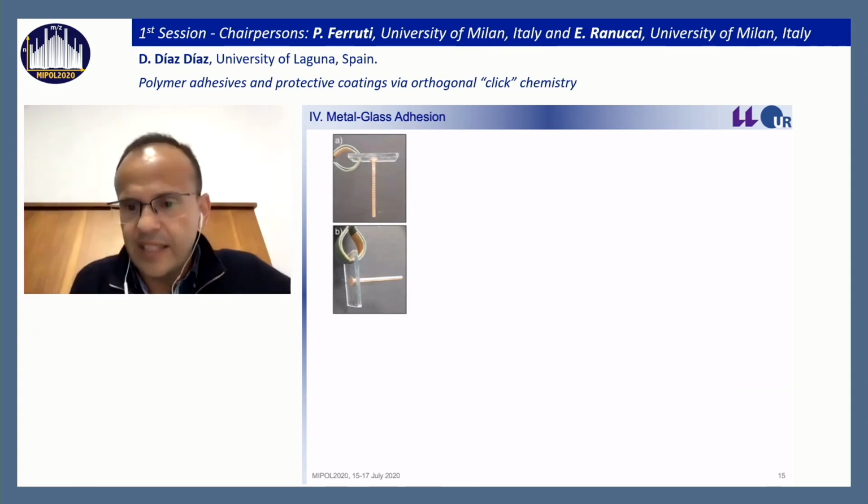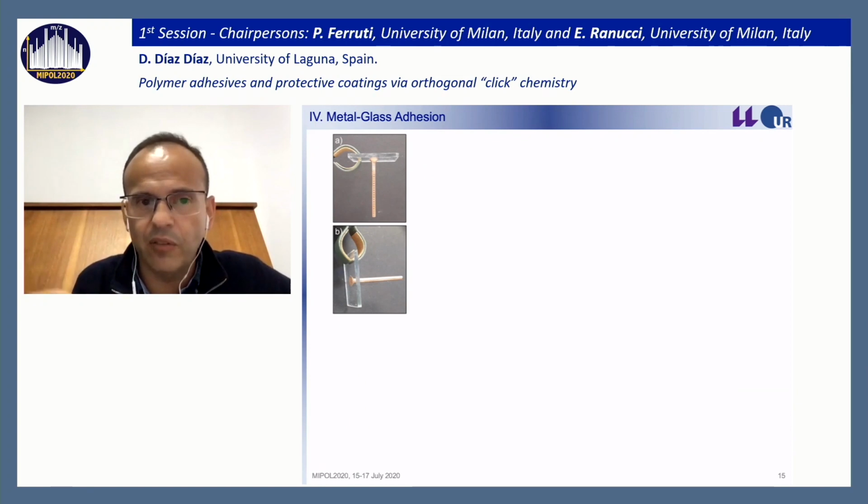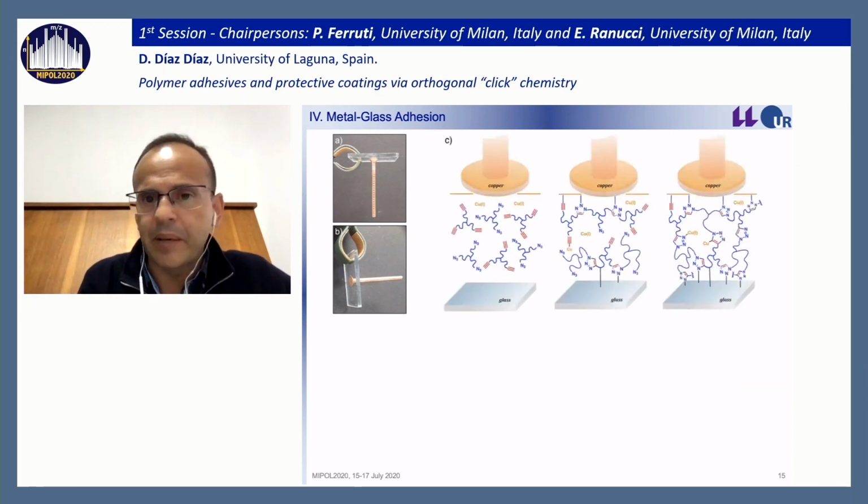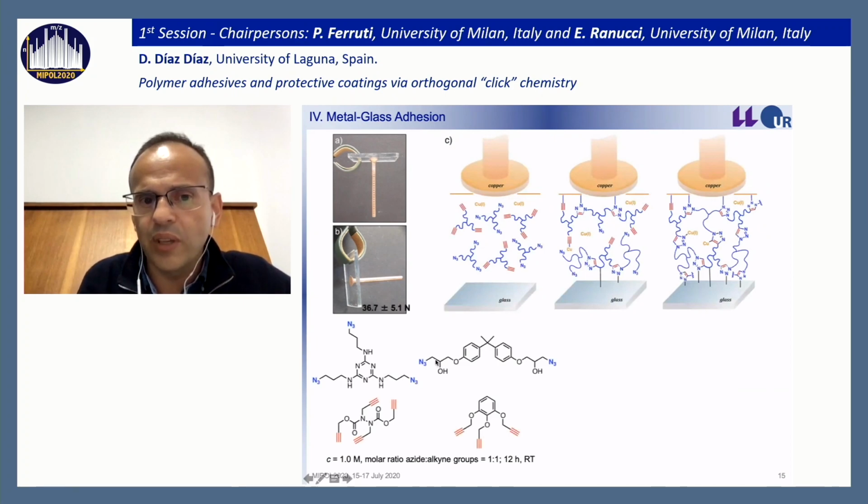Another interesting thing that we can do with this is that we can also glue metal to glass. As you know, this is challenging because of the difference in the thermal expansion coefficient of the glass and the metal. But basically, we can also use similar monomers to promote the adhesion between metal and glass surfaces.